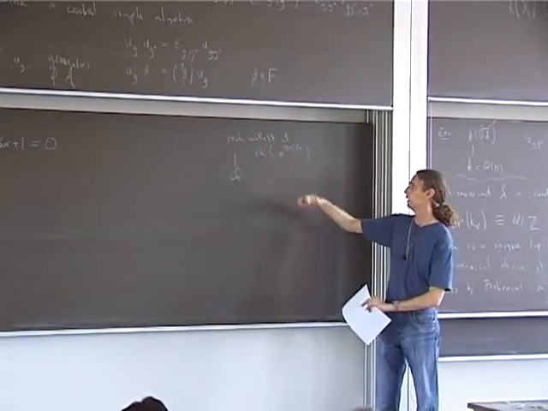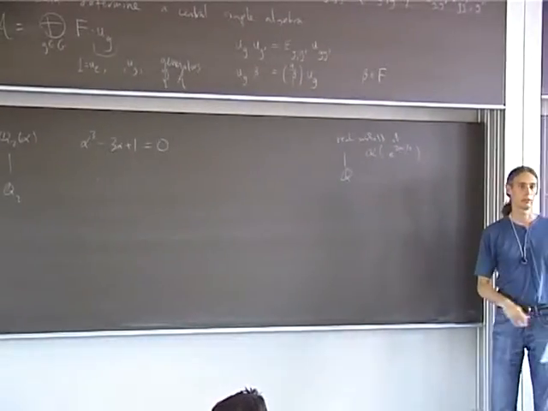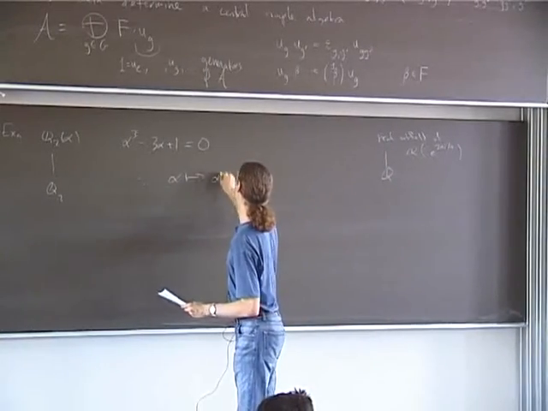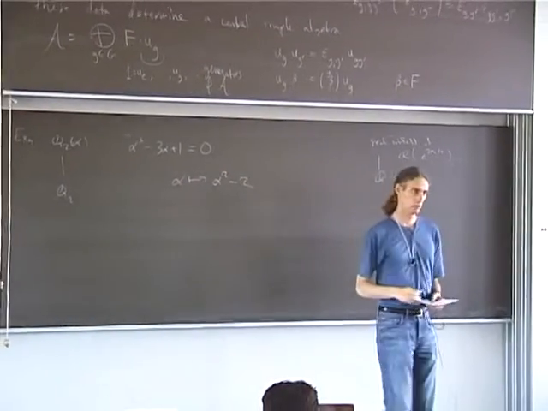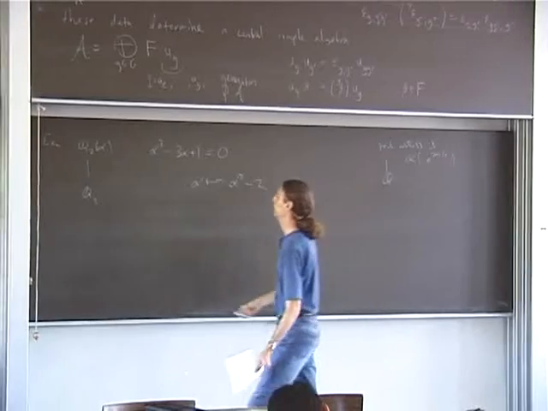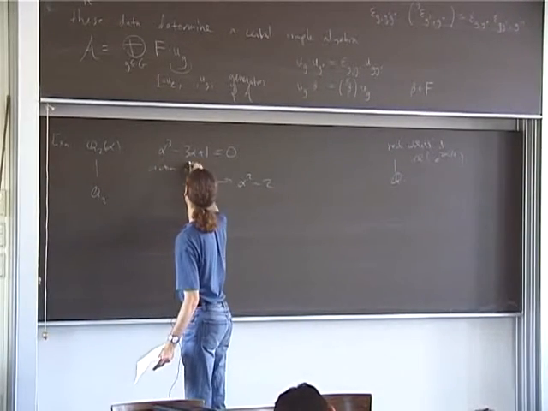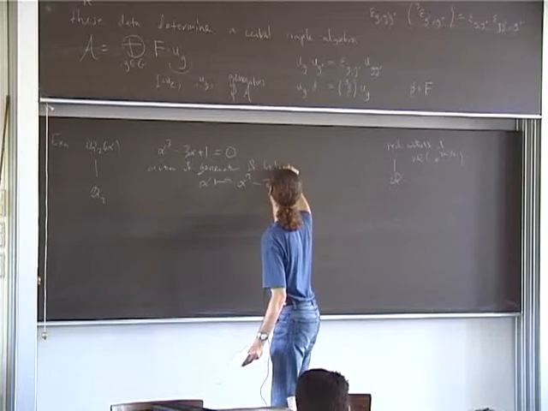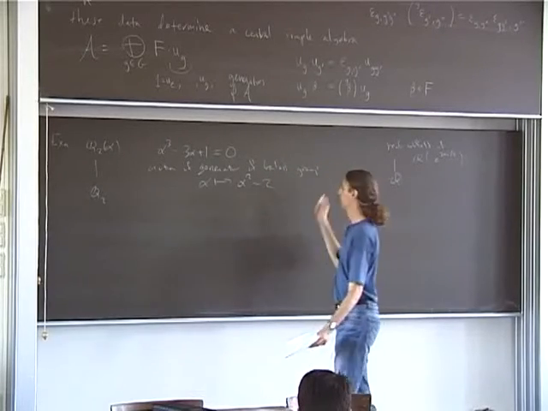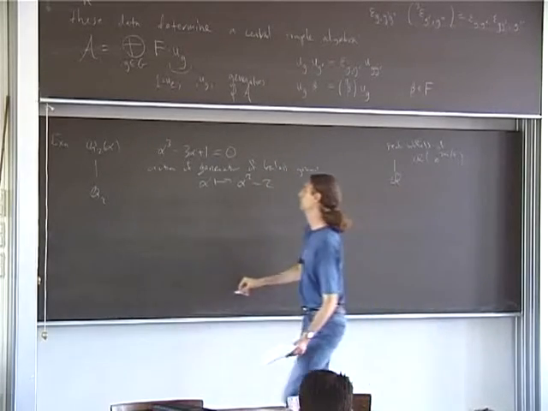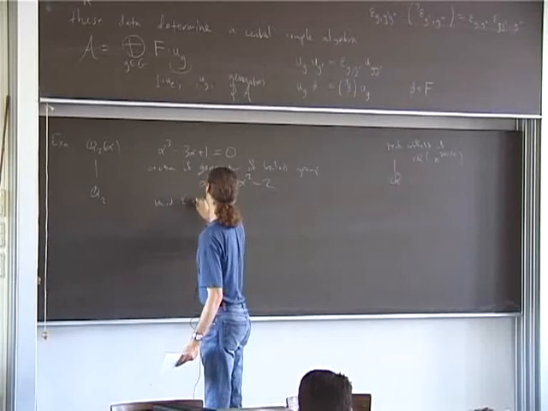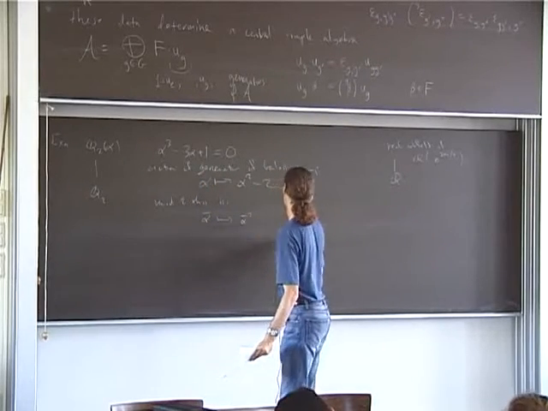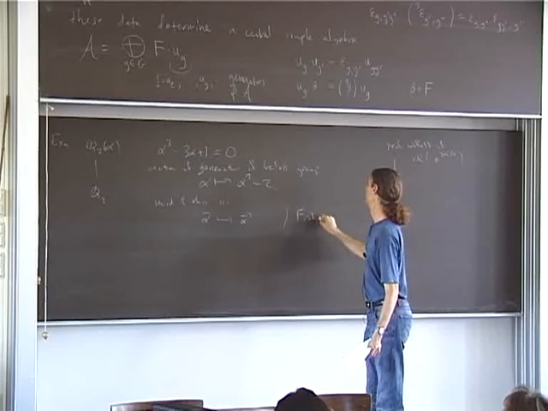And then if you look at the Galois group and you see how it acts, you see that alpha goes to alpha squared minus 2. So this is the action of the generator of the Galois group. And then notice mod 2, it's Frobenius.